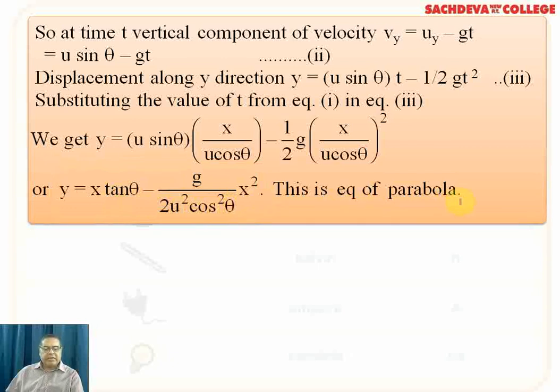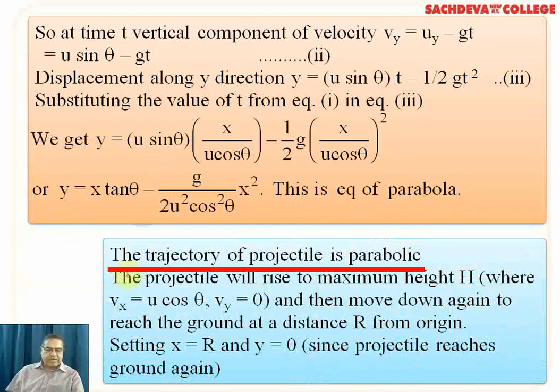This is indicating that when a body is projected in a direction at a specific angle theta, the body projected is called a projectile. The path traced by a projectile is the trajectory, and the trajectory of the projectile is a parabola, because the vertical distance y is given by this equation, that is x tan theta minus g over 2u square cos square theta into x square. This is basically an equation of a parabola. The trajectory of a projectile is parabolic, as I have explained earlier.